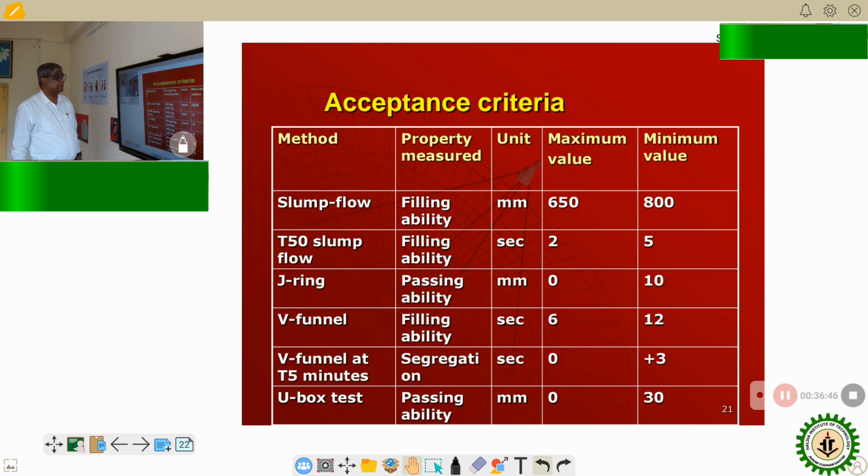So this is the table, acceptance criteria. Maximum value, minimum value. I'm not going into detail of it, but these are very simple things. All these test setups are available in Haldia Institute of Technology, in the concrete technology lab. Our researchers are conducting research on self-compacting concrete regularly. So if somebody wants to learn or somebody wants to design a self-compacting concrete, I think HIT is the best place. They can come.